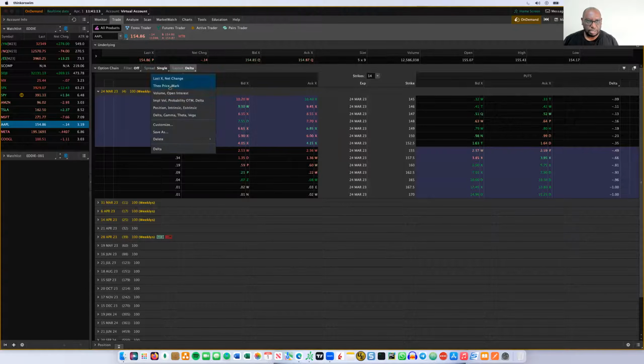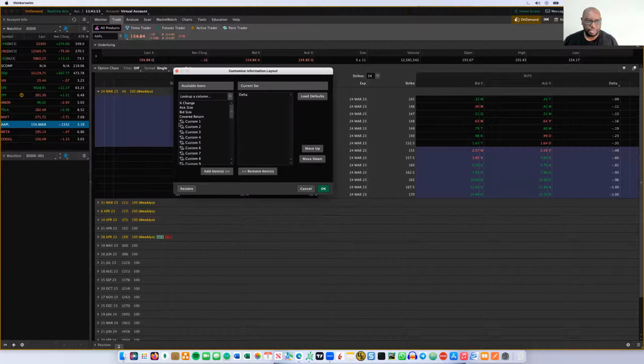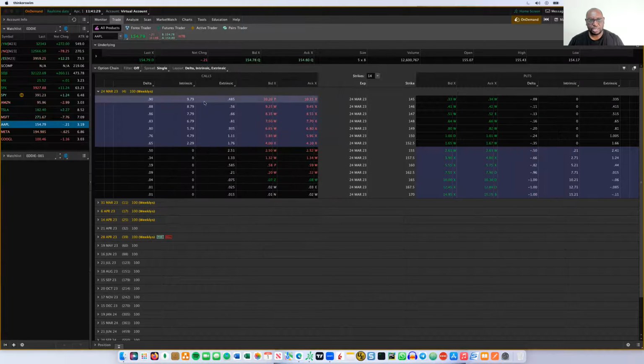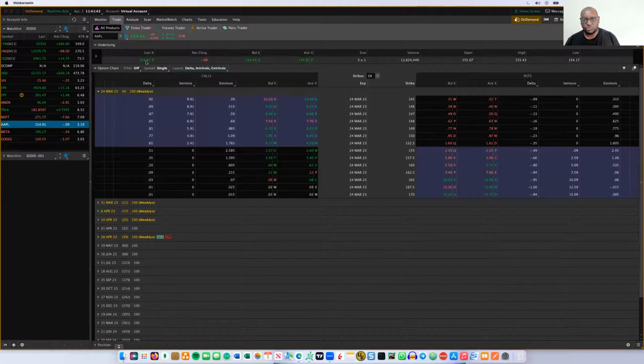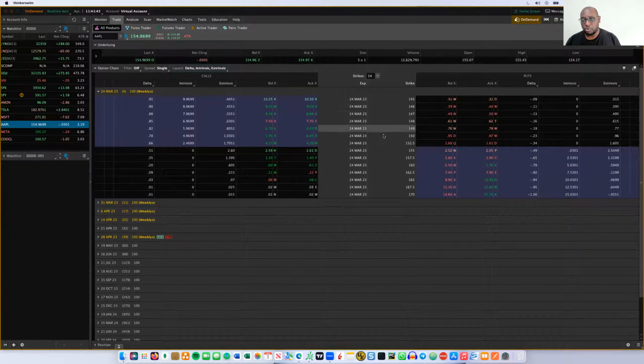How do we know that? We can actually add some columns here called intrinsic, just to show people who have not traded a whole lot what the difference is. So I added two columns here, one called intrinsic value and the other called extrinsic. And you already know that when you're talking about calls, every strike that is less than the current price, which right now is 154, so everything below 154, is in the money.